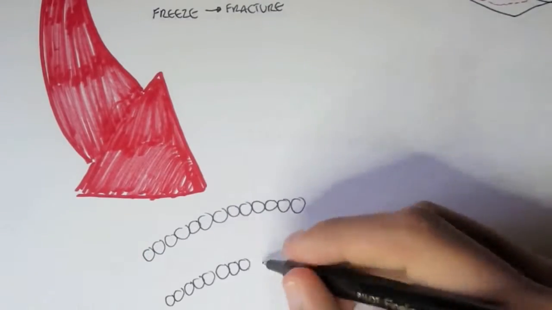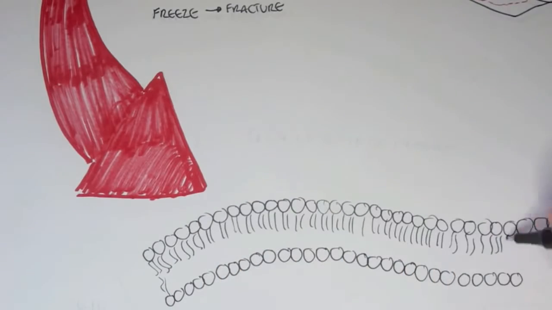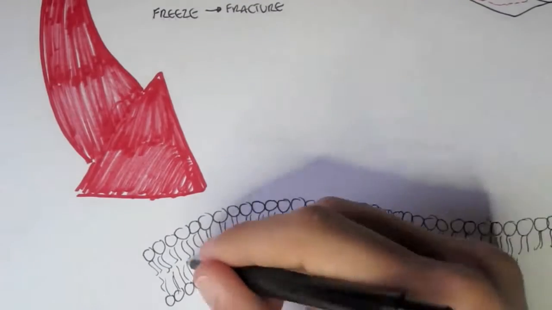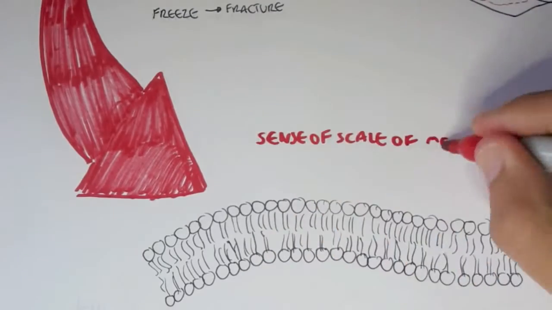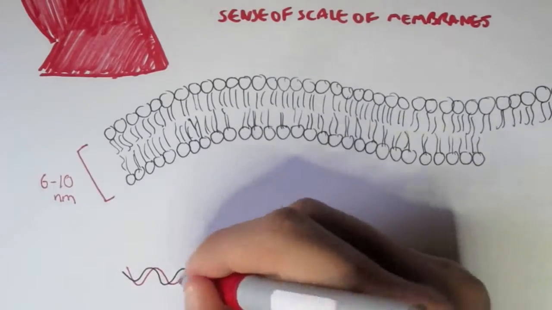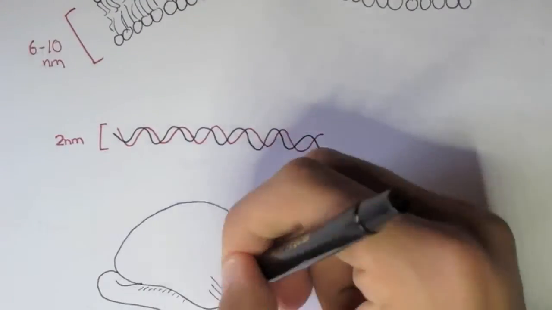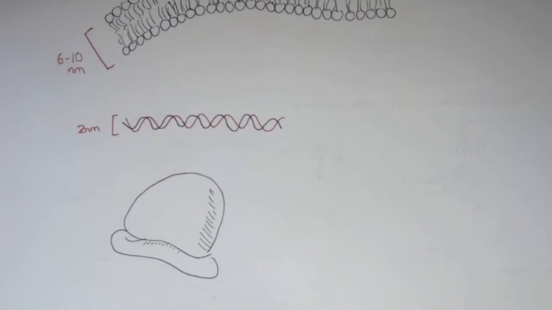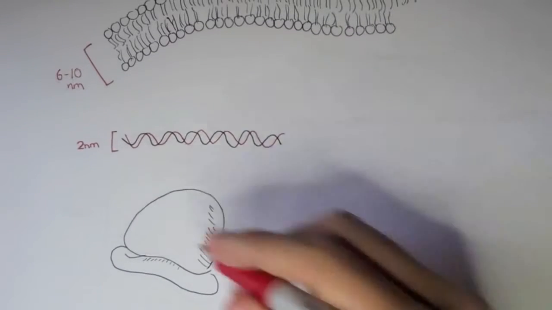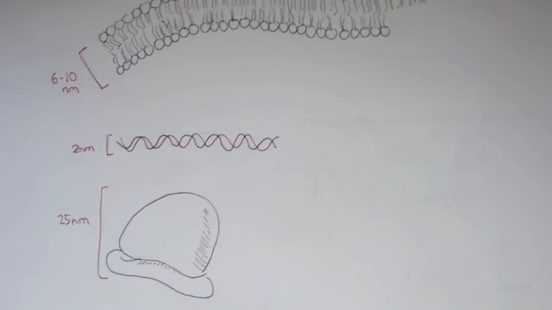So if we zoom into the cell membrane again, the plasma membrane specifically, we can appreciate the sense of scale of this membrane. As mentioned, the plasma membrane is about 6 to 10 nanometers. DNA in our body is 2 nanometers, so not that much difference. And a ribosome in the cytoplasm is about 25 nanometers, and these translate proteins, remember. So as you can see, the plasma membrane is pretty small.